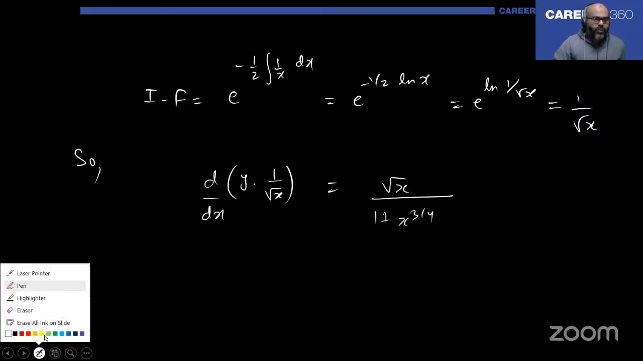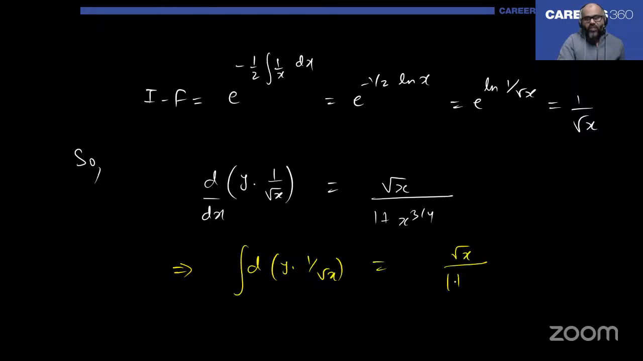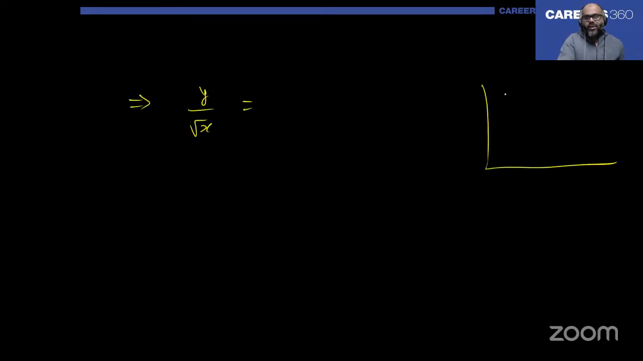So this means we have the integral of d of y into 1 by root x is equal to the integral of root x by 1 plus x to the power 3 by 4 dx. The left hand side will become y by root x. Okay. What will happen to the right side? Here we can do one thing. We can write x to the power 1 by 4 as z. So let us take z is equal to x to the power 1 by 4.